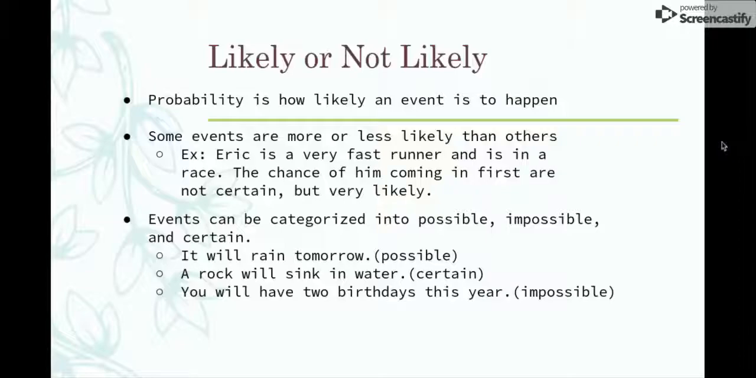Events can be categorized into possible, impossible, and certain. It will rain tomorrow. That is possible. A rock will sink in water. That is certain. You will have 2 birthdays this year. That is impossible.